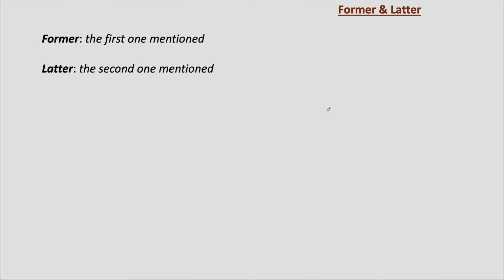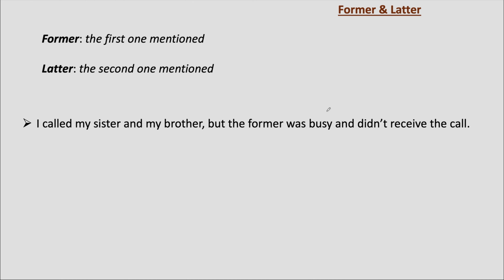Former and latter are very useful words in both writing task 1 and task 2. Former means the first thing that is mentioned and latter means the second one. If I say, I called my sister and my brother, but the former was busy and didn't receive the call, it means my sister was busy. If in this sentence I write, the latter was busy, it means my brother. So former is the first, latter is the second.